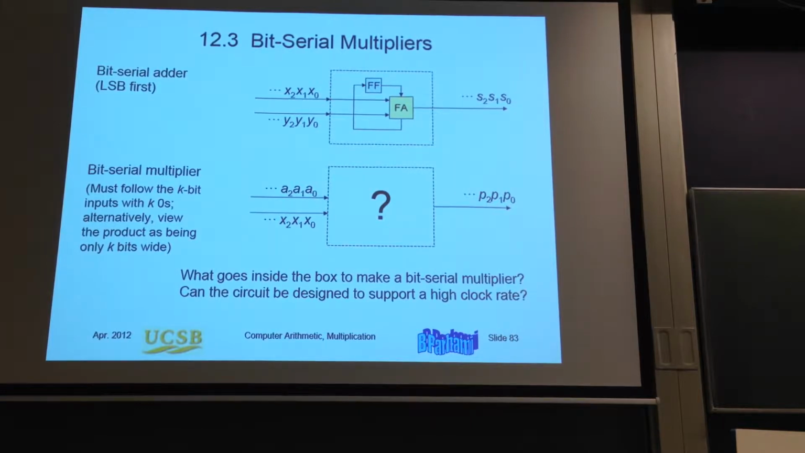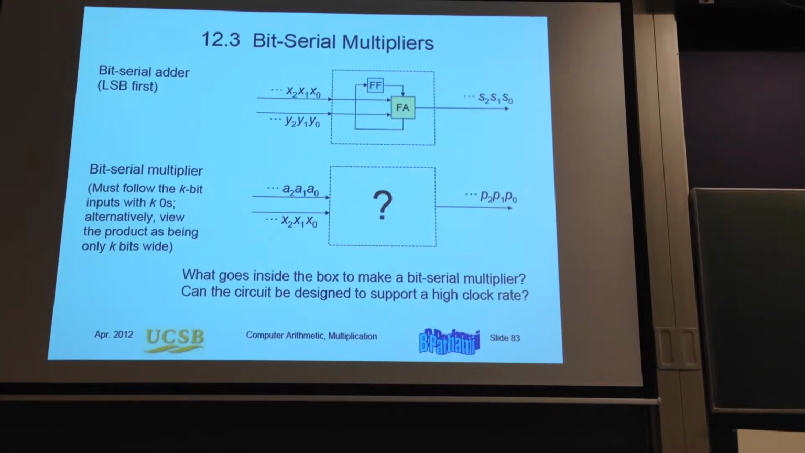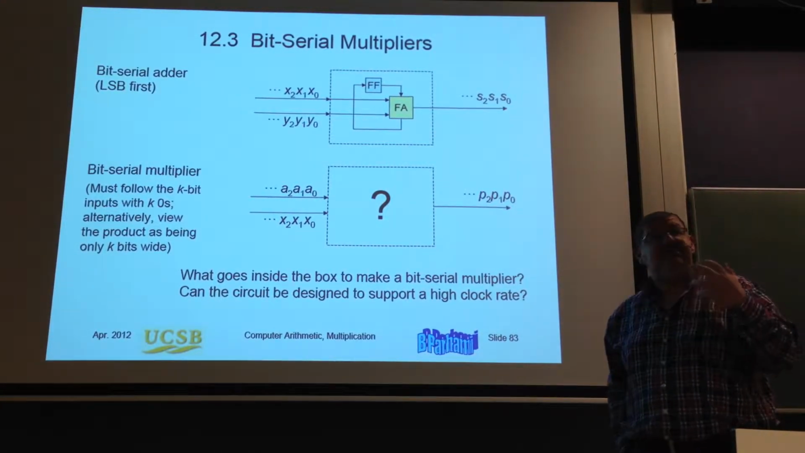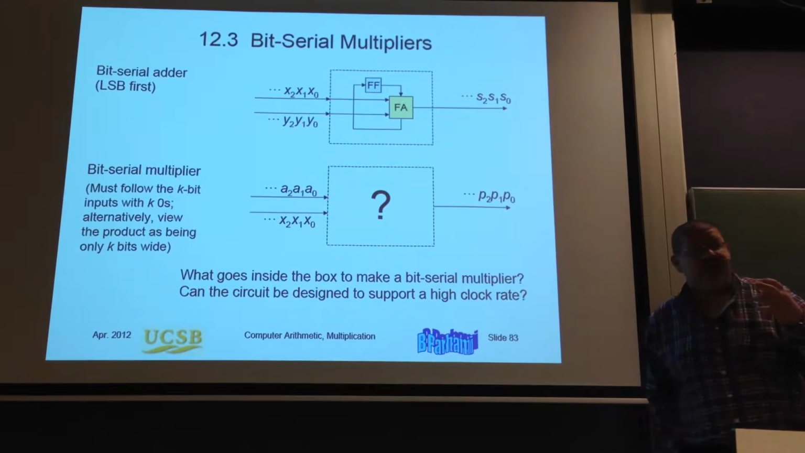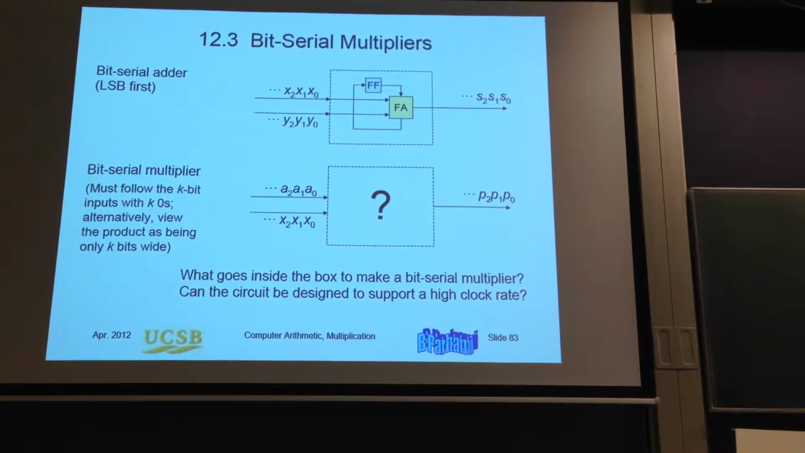This is one of the last items in multipliers. And we'll look at how to build a serial multiplier. For addition it was very simple. You could process one bit at a time, a full adder and the flip-flop, and you would obtain the sum one bit at a time. Now the question is, can I do that for multiplication? Then I am getting these bits one at a time, and then I'm trying to produce the product.